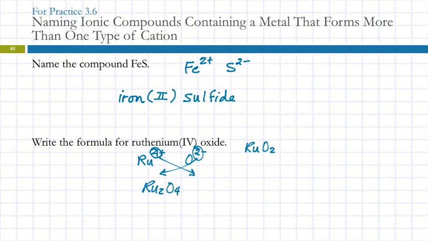Ru2O4, which is not quite right. You have to look at, is this the lowest ratio? This is 2 to 4. I can simplify that. I can get to a lower ratio, RuO2. So the crisscross method can be helpful, but it can also point you in the wrong direction occasionally. And I think it's better to think about just, even draw them in. How many of each do I need so they add up? Any questions?